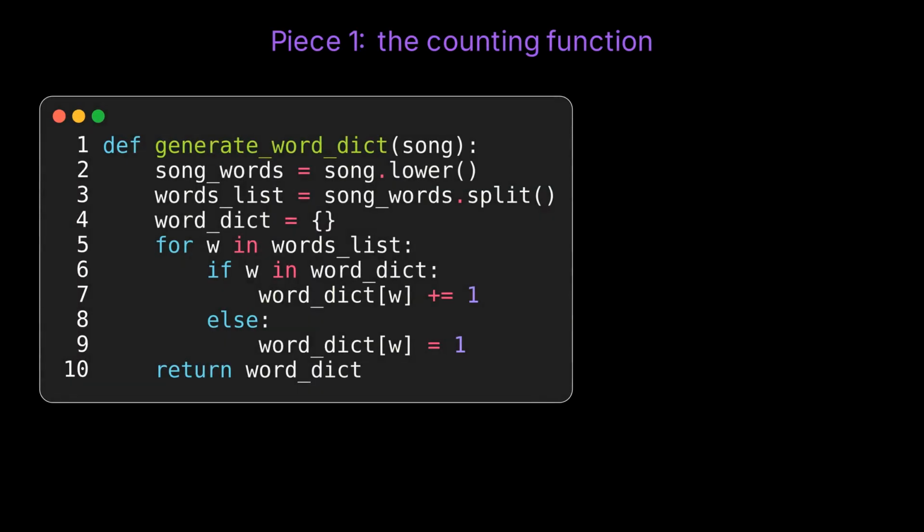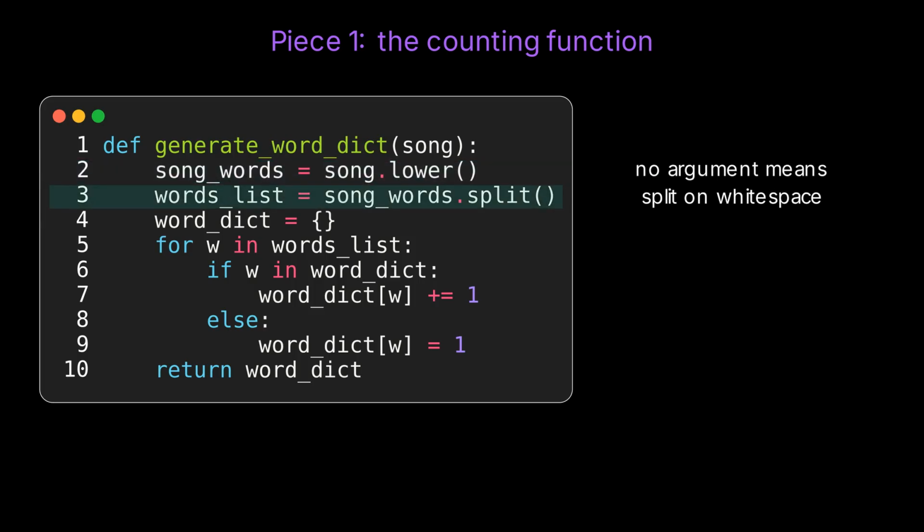Here's the function, called generateWordDict. It takes the song string and returns a dictionary. Walk through it top to bottom. First, convert every letter to lowercase. That's real work here, since this test song is written entirely in capitals, and we want the capital and the lowercase versions of a word counted as the same word.